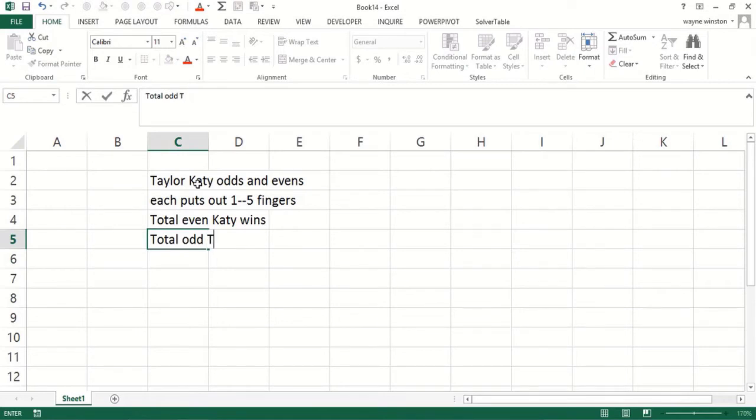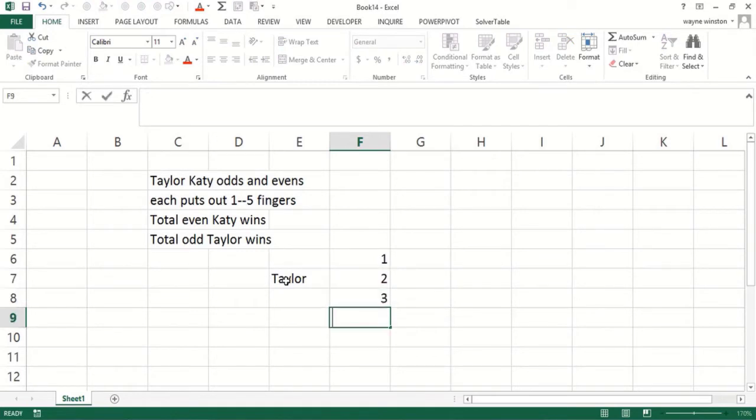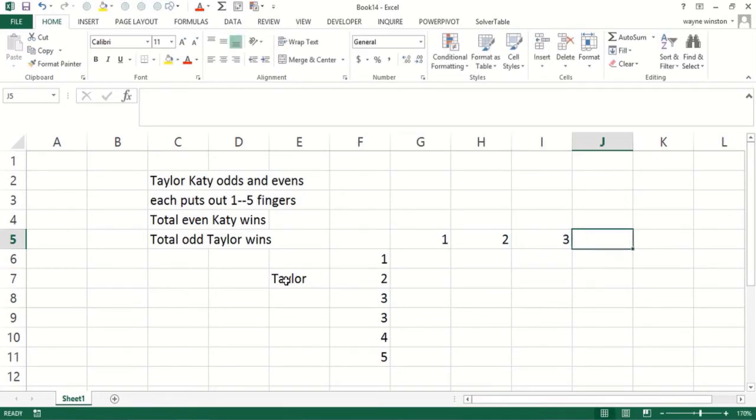Okay, so we want to write a formula that will tell us, given the number of fingers each person puts out, who won. So I could have Taylor, let's say, going down here. Okay. So here's the number of fingers that Katy puts out.